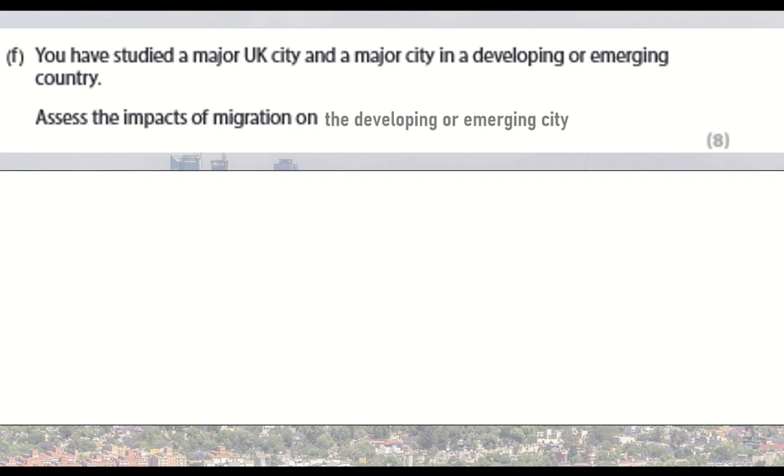Okay, so 8 marks. Assess the impacts. Identify 1 impact, describe it, explain how that affects Mexico City. It can be positive, it can be negative. Give me a stat. Then do it for another impact of migration. I would probably do 1 paragraph on international migration, 1 paragraph on national migration, and then a conclusion. Which one of those 2 impacts of migration, national or international, is most significant?